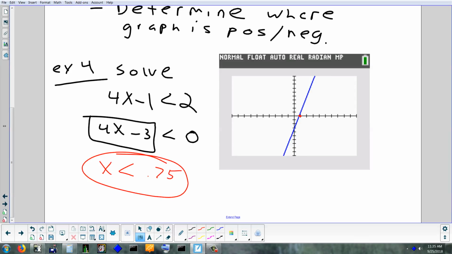But again, we'd use the calculator more on problems that we can't do with algebra, or it would be very, very difficult with algebra. So, any questions on how we got that? X is less than 0.75 on the calculator.